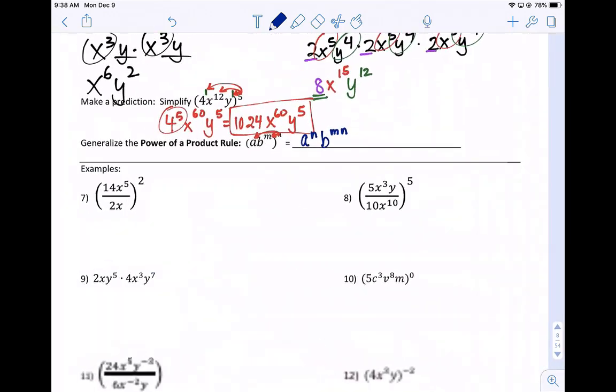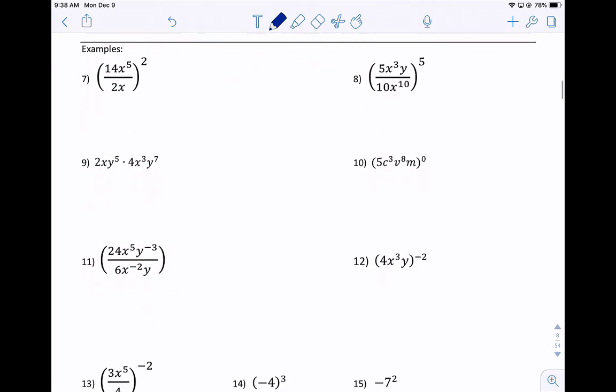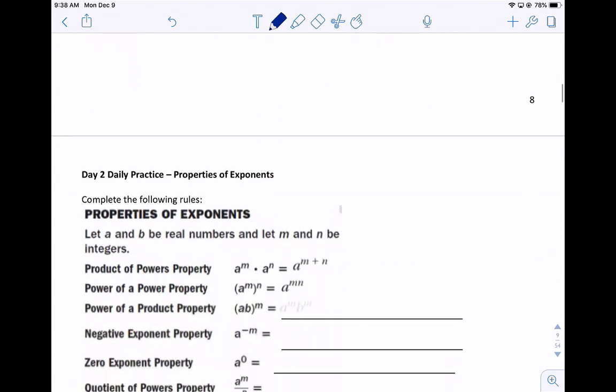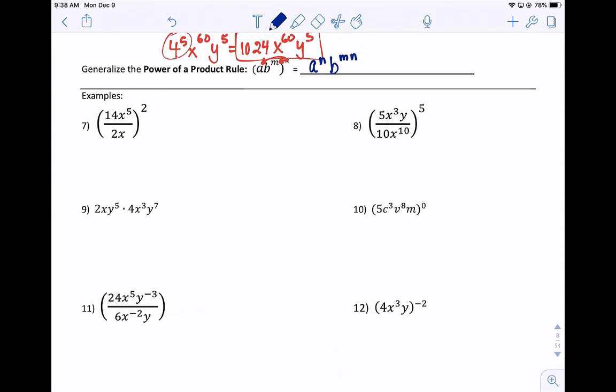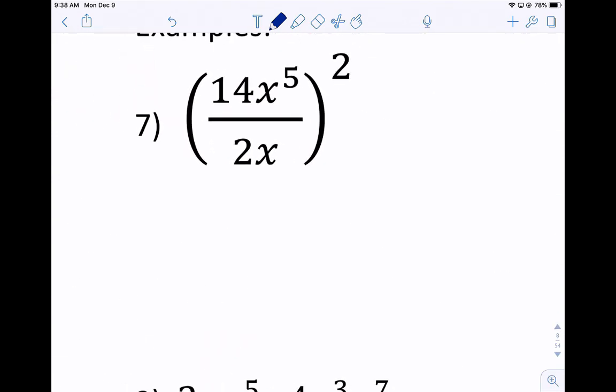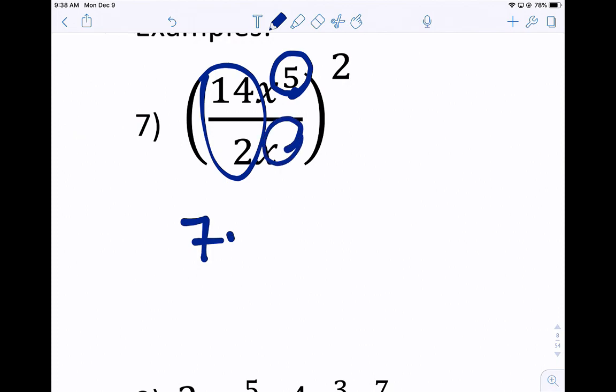Okay, so we're just going to do a bunch of examples of all the different properties we looked at yesterday, and then your assignment will be more practice with these. Okay, so if you have parentheses, do the inside first. We can divide 14 divided by 2. So we have 7, and then we have 5 x's on top and 1 on bottom. So when you cancel, you have 4 left on top.